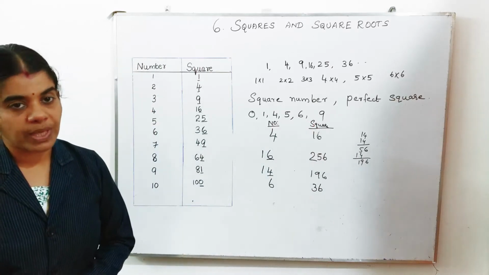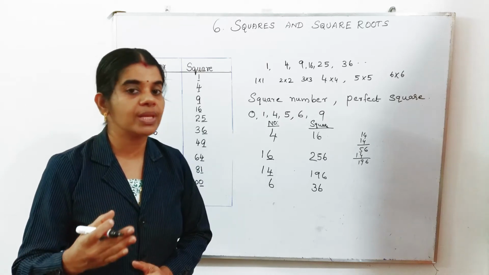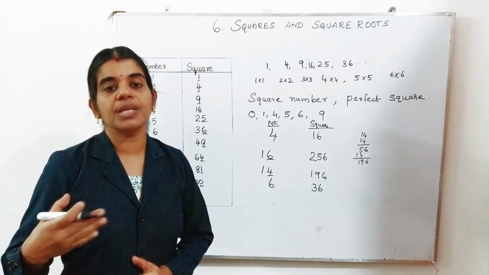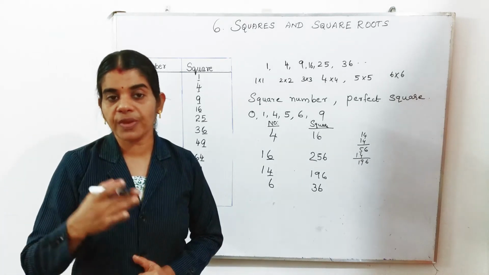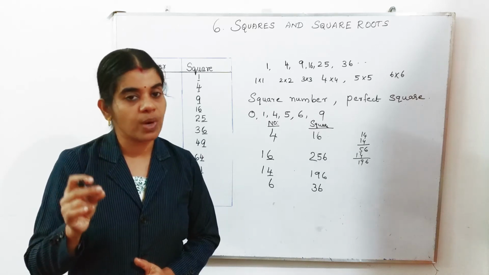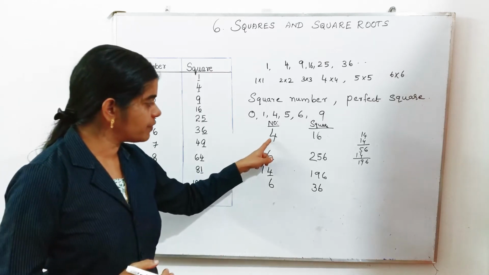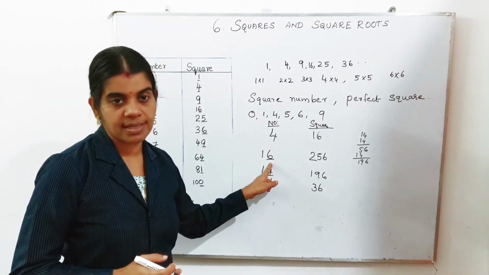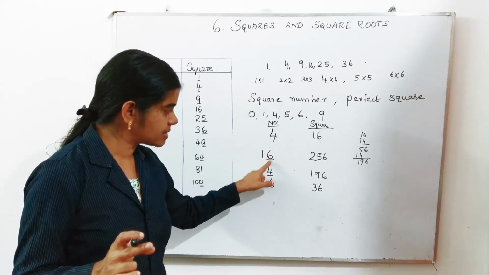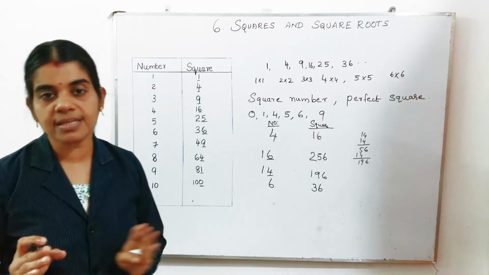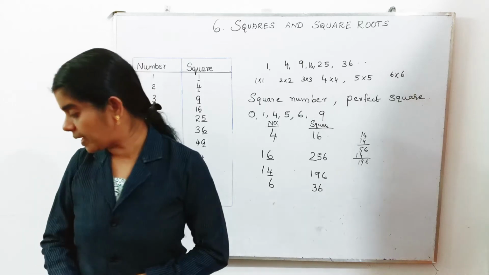If a number ends with 1 or 9, its square ends with 1 itself, because 11 into 11 you are getting 121, 9 into 9 you are getting 81. Therefore, if a number's unit place is 1 or 9, its square number ends with 1 itself. Next I told that if a number ends with 4 or 6, then you look at the unit place. If its unit place is 4 or 6, its square will end with 6 itself. Like that you can make enough rules or properties of the square number.